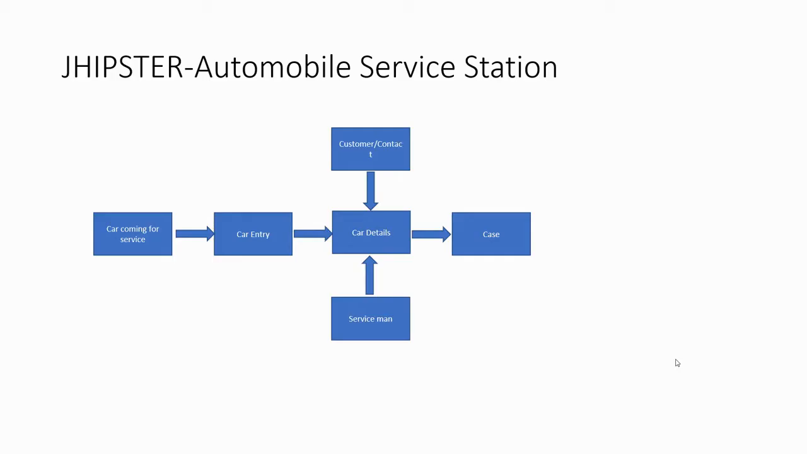I'm going to explain JHipster with, as we discussed, this automobile service station case study. A customer goes inside the automobile service station and parks the car. A salesman will go to the customer and collect the customer details and the car details. Then he will create a case. From the case, he will create a work order. But I'm not going to explain this work order and how it is processed.